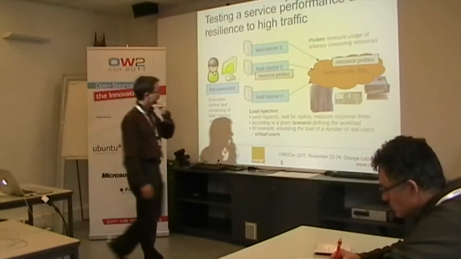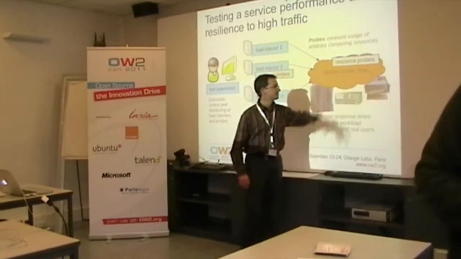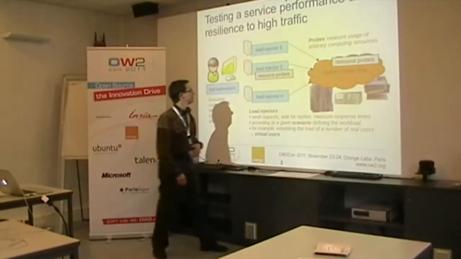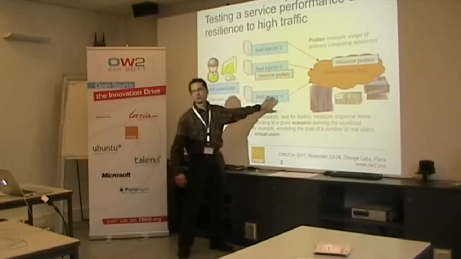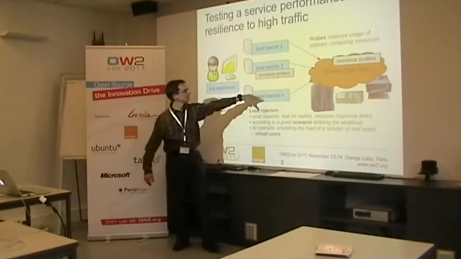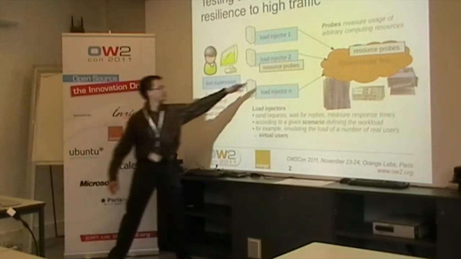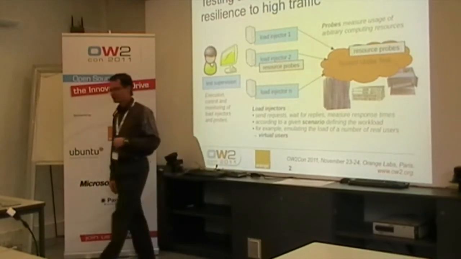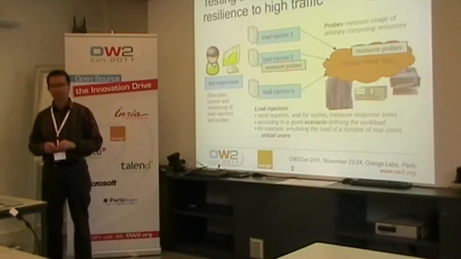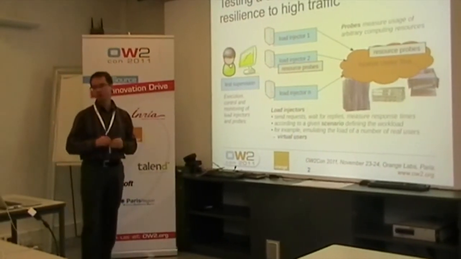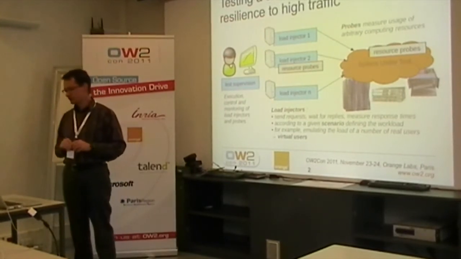So imagine any system under test here, any application or equipment, and you want to test its performance. What you are going to do for testing is generate requests from those three blue boxes here, which are called load injector 1, 2, etc. Those load injectors will send requests, wait for replies, and measure the response times. And they will generate these requests according to a given scenario that defines the workload.